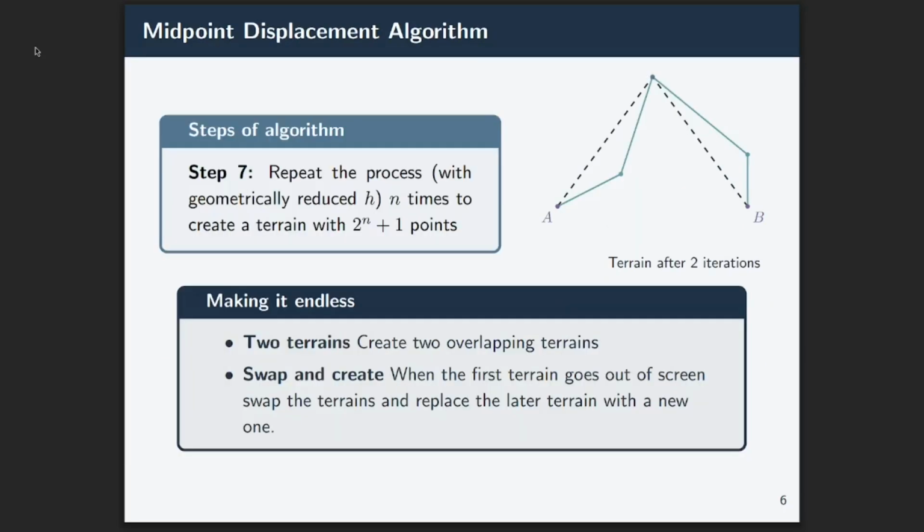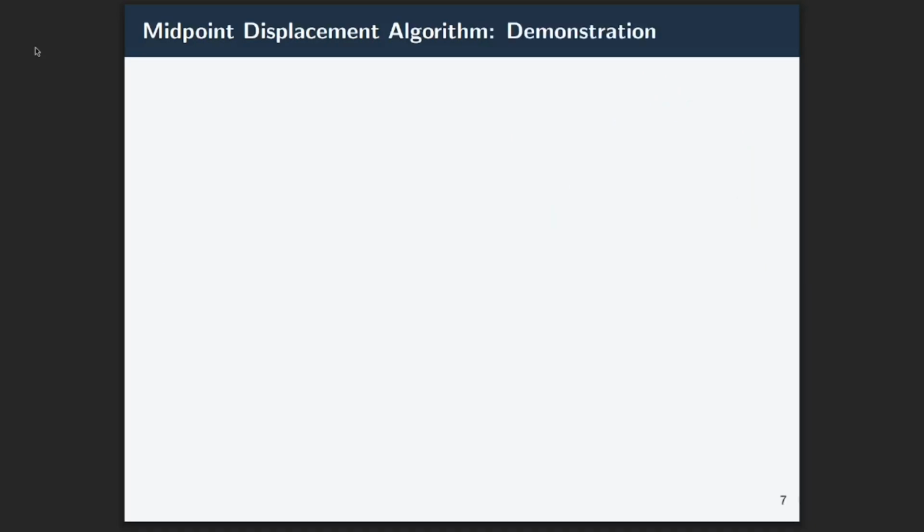How to make it endless? We can have 2 overlapping terrains, and when the player moves, move both the terrains together. When one of the terrain goes outside the screen, we can make the next terrain the front terrain and generate a new back terrain. And this way we can have an endless crawlable terrain. Let's see a demonstration.